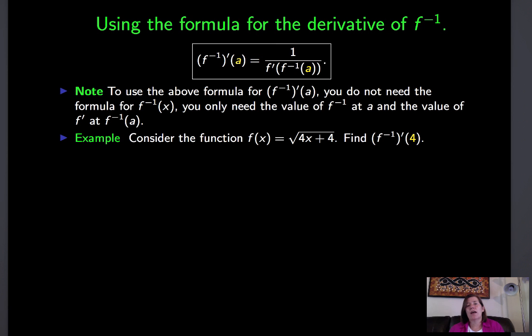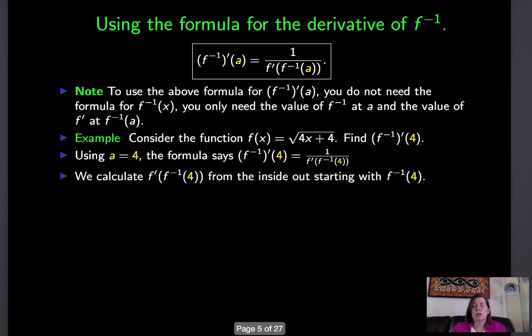Consider the function f of x equals the square root of 4x plus 4. This is a familiar function, and suppose we want to find f inverse prime of 4. Using a equals 4 in the formula, we see that f inverse prime of 4 equals 1 over f prime of f inverse of 4. And this is a very important first step to solving this problem, writing down this formula.